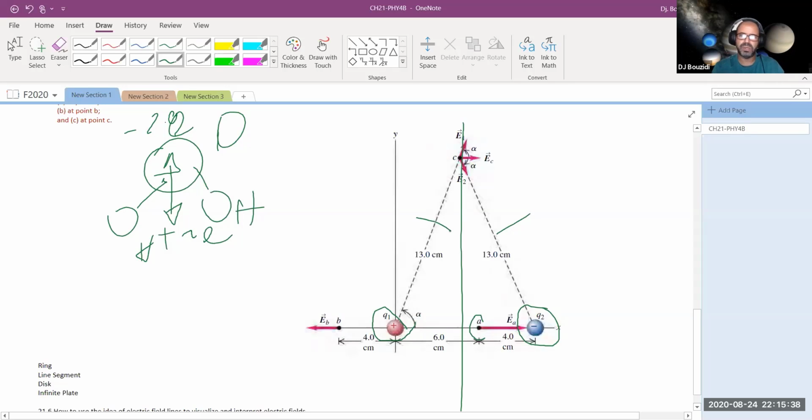Because if this is 13 centimeters and this is 13 centimeters, this is basically an isosceles triangle. And then you're supposed to find the electric field in there. So this distance is halfway, so this distance is 5, and this distance is 5.